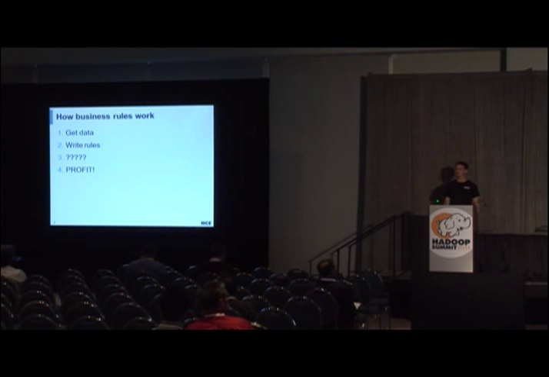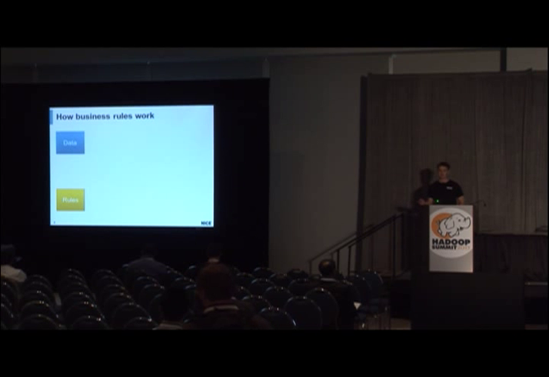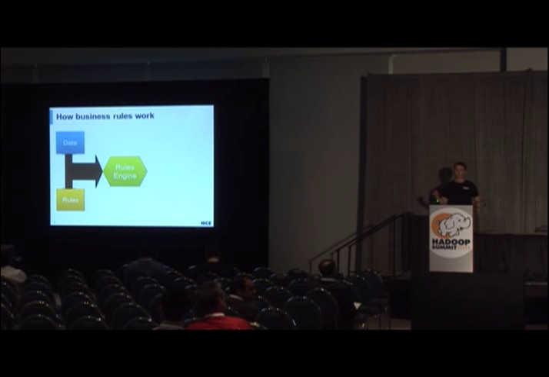So how do business rules work? You have data, and then you write your rules, and then some magic happens, and then you make profit out of that. But how do they really work? This is a simple diagram. You have data and rules, usually separately. Data is coming in from an external data source. The rules are written internally or by your customers, depending on how you're deploying this. They both get fed into a rules engine, which is the key part here. The engine compiles the rules, runs them against the data set, and then produces your results.